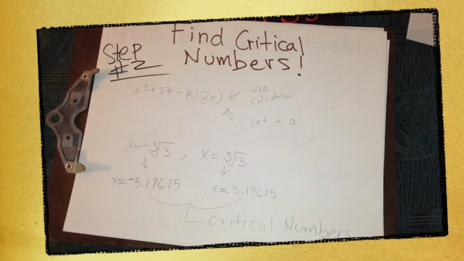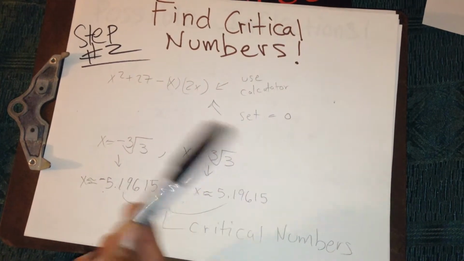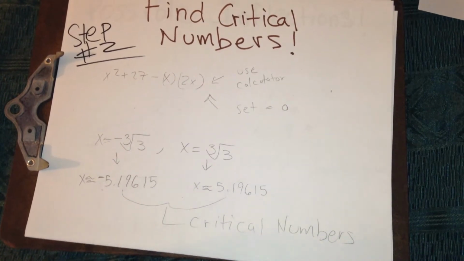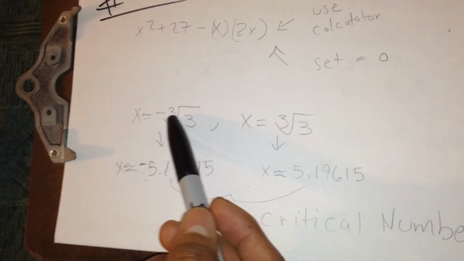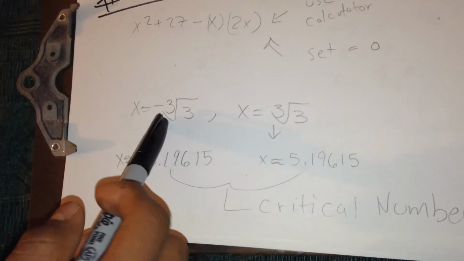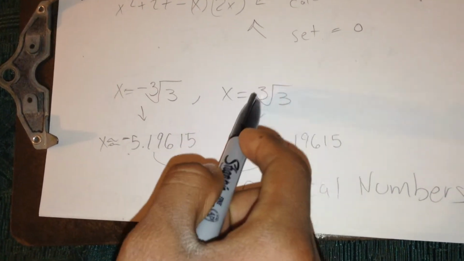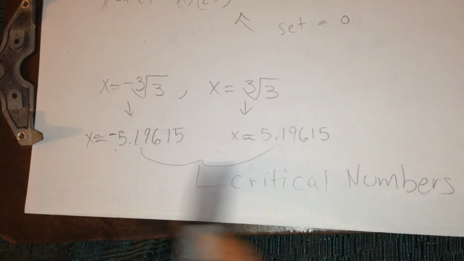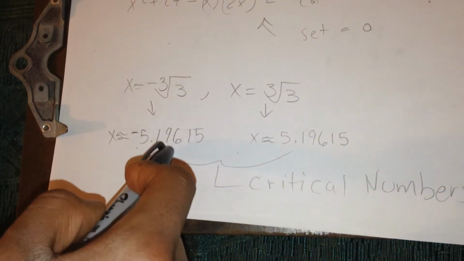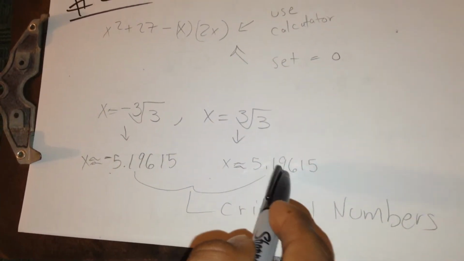Step 2 is find the critical numbers, and we use a calculator for the top portion. We set it equal to 0, and these are our two possible solutions. We get x equals negative 3 square root of 3, and x equals 3 square root of 3, and we simplified it to x equals negative 5.19615 and x equals 5.19615.